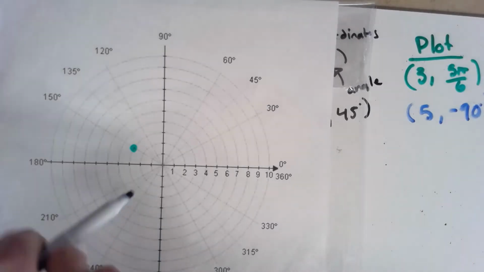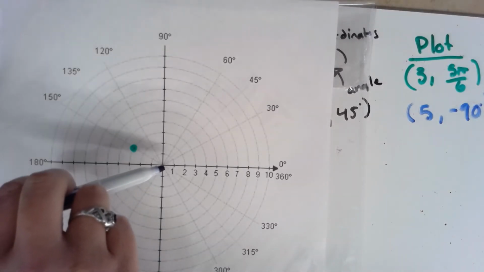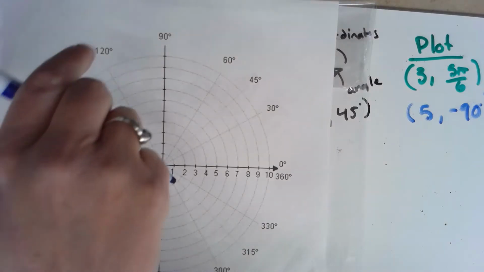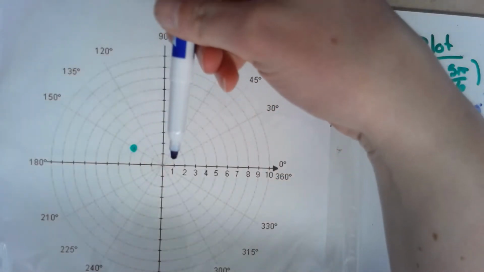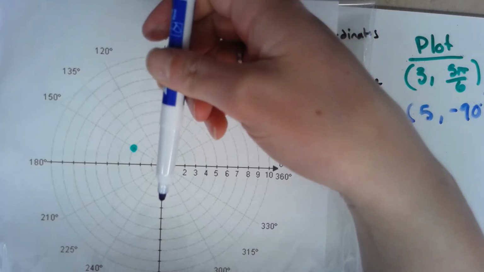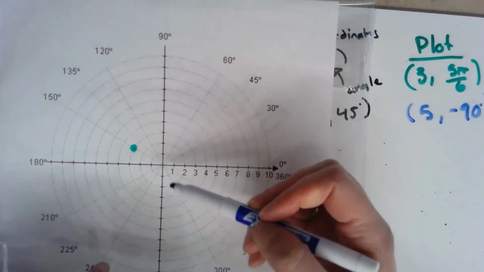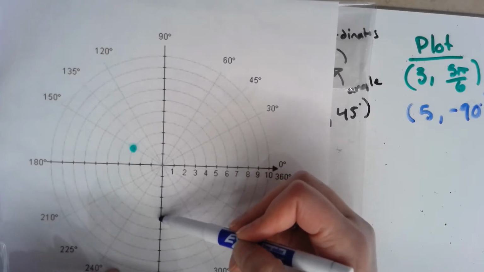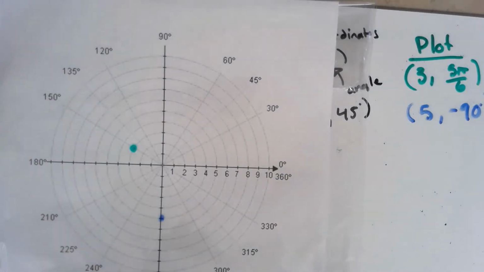What if I had 5, negative 90 degrees? Again, we start facing 0 at the pole. This time we turn negative 90 degrees, so we're now facing down, and we walk out a distance of 1, 2, 3, 4, 5. Okay, so far so good.